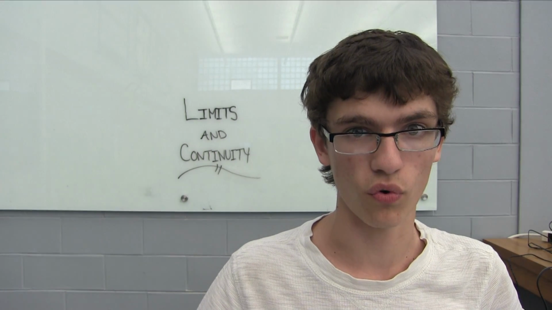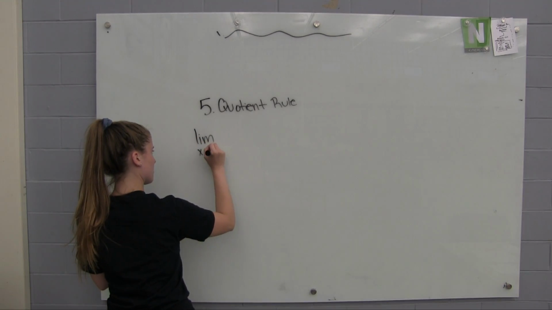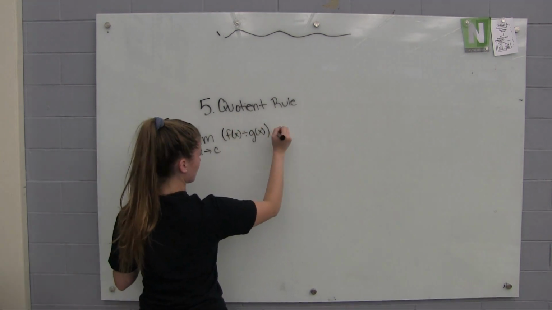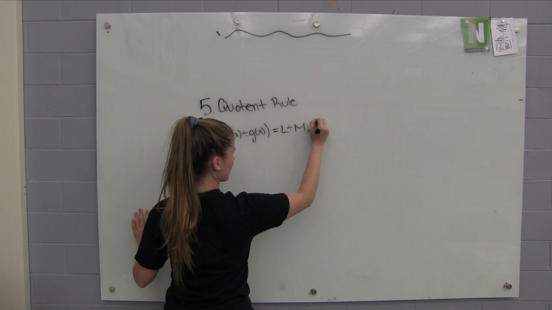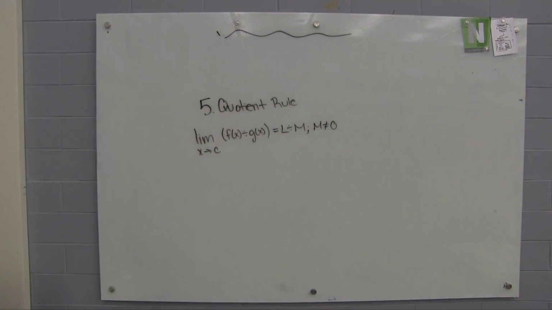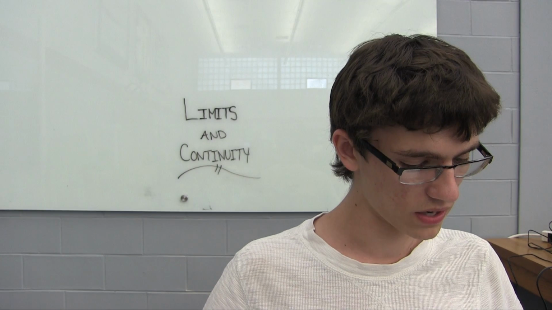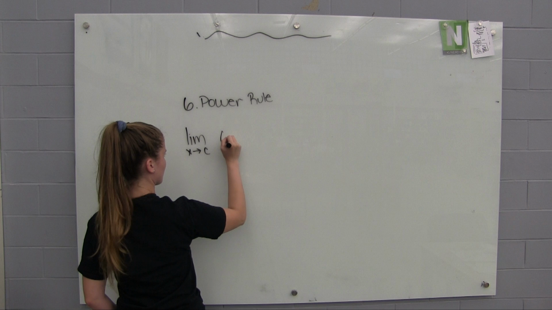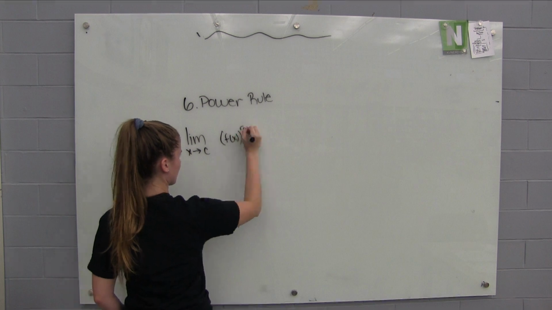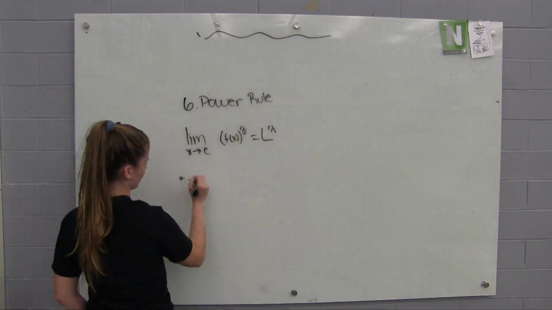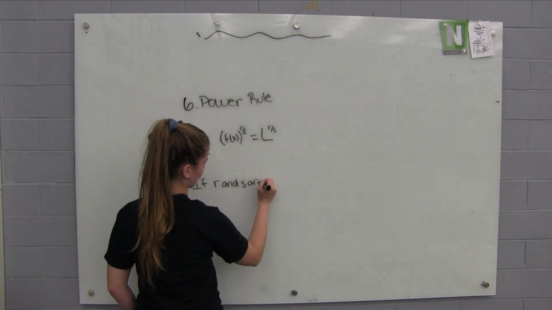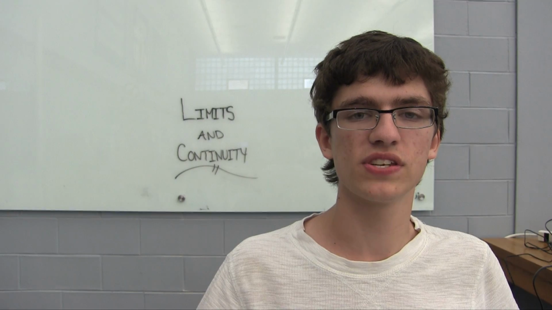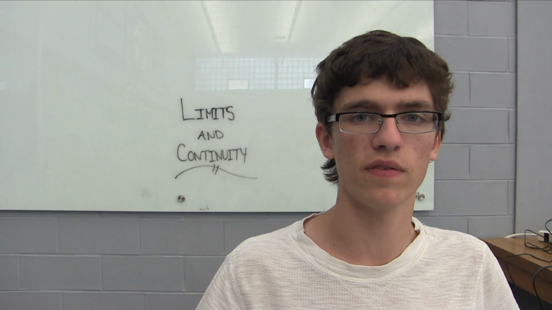Now we reach the quotient rule. The quotient rule states that the limit of the quotient of two functions, f of x and g of x, is the quotient of their respective limits, provided that the limit of their denominator is not 0. And finally, the power rule. Consider r and s as integers. This states that the limit of a rational power of a function is that power of the limit of the function, provided that the latter is a real number and L, the limit, is greater than 0, if s is even.